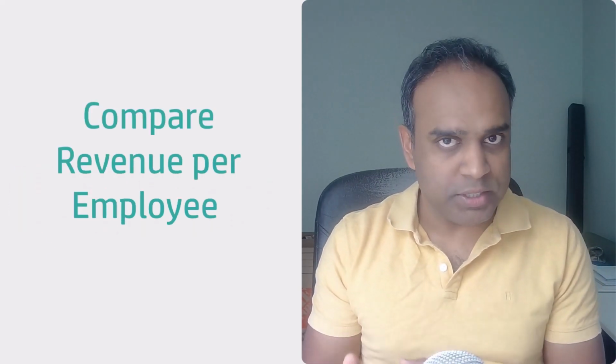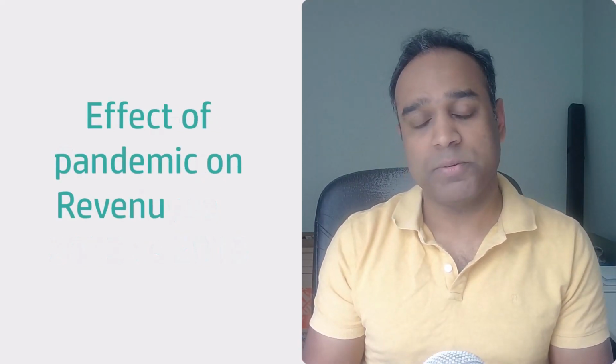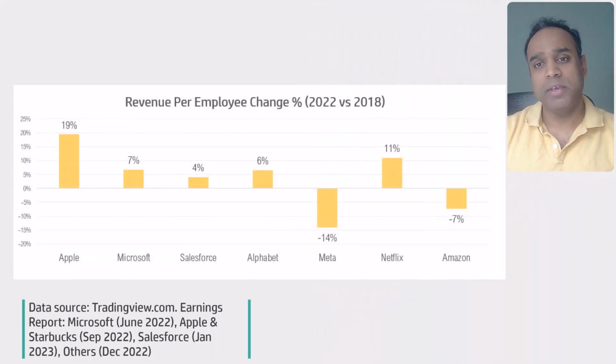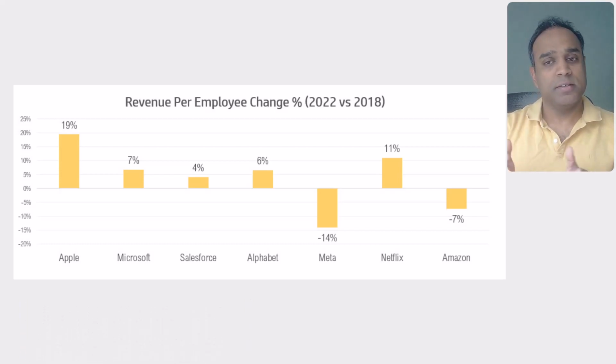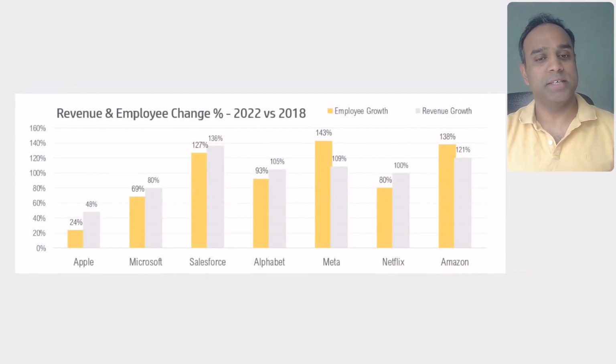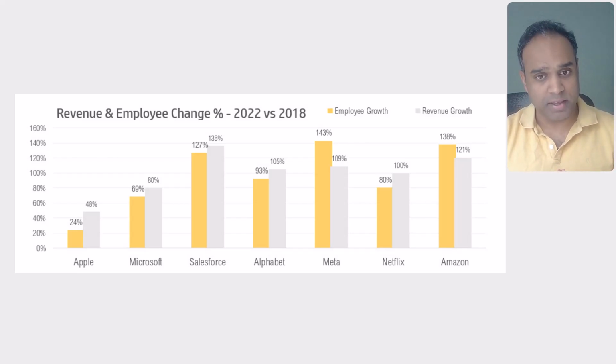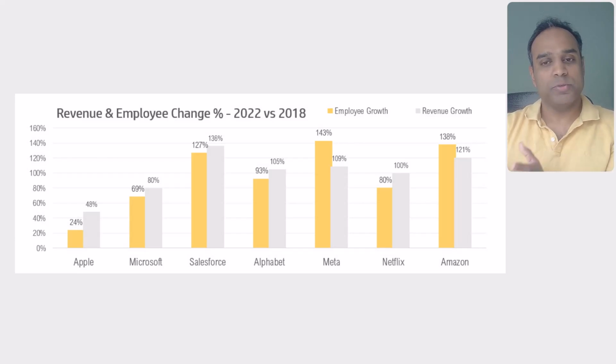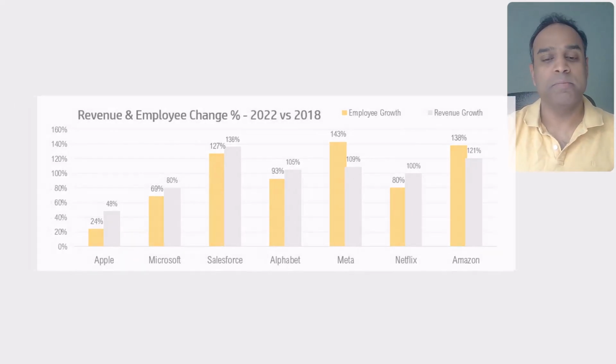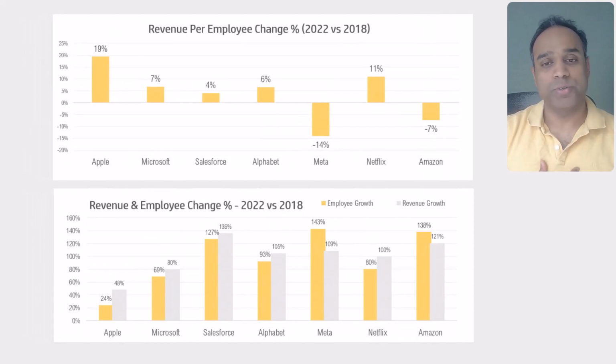We will use 2018 versus 2022 data in order to illustrate this revenue per employee metric and how that has changed. Here is how much the revenue per employee has changed in these companies from 2018 to 2022. Now in this chart, we can see how much the headcount has increased, shown in yellow, and how much the revenue has increased, shown in gray, for each of these companies in 2022 compared to 2018. Here are the 5 observations that stood out to me.